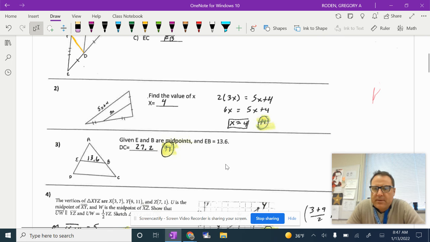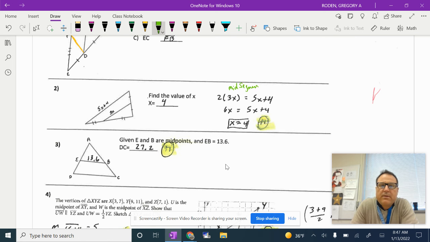This one, most of you did well on. You just had to remember that the mid-segment is always half the size of the opposite side, so I just multiplied the mid-segment times 2. This was our mid-segment here in green. This 3x is our mid-segment. If you multiply it times 2, it always equals your opposite side. So this is your opposite side. Then, doing a little bit of algebra, 2 times 3x is 6x. I subtracted 5x from both sides, and I got x equals 4. And that was just worth 1 point, guys.